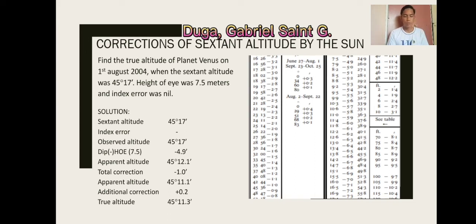So the solution. The sextant altitude is 45 degrees 17 minutes. Index error is nil. Observed altitude is 45 degrees 17 minutes. Dip, HOE 7.5, negative 4.9 minutes. The apparent altitude will be 45 degrees 12.1 minutes, and total correction is minus 1.0 minute. Apparent altitude is 45 degrees 11.1 minutes. Additional correction plus 0.2, so the true altitude will be 45 degrees 11.3 minutes. And that's it. Thank you.